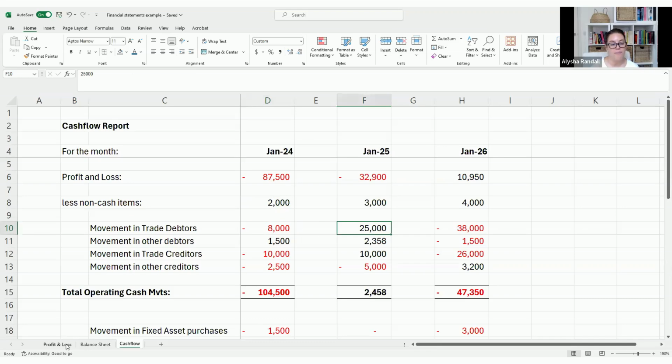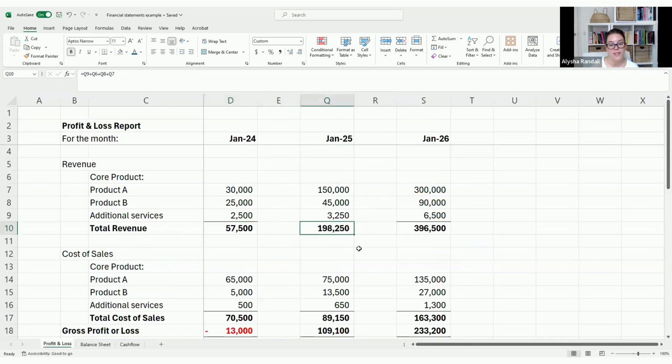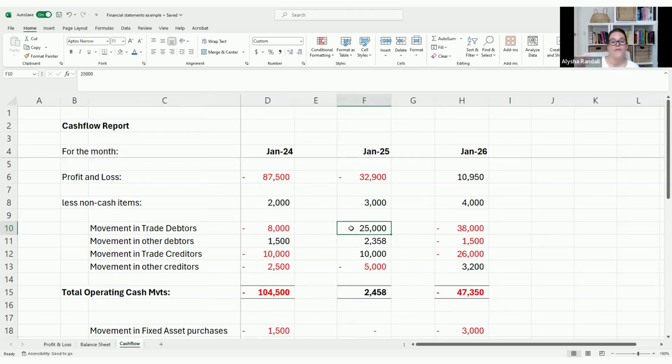On the flip side, we are saying we invoiced 198,250. We're ignoring VAT, GST, sales tax, just for ease. So we invoiced 198,000, but we actually collected 25,000 pounds more than the 198,000 because we're obviously collecting old debt. And then similarly, this is the same as 2024. We invoiced a certain amount, but we collected 38,000. So if this is constantly negative, this would be a concern for me, and I would want to find out why we're not collecting the debt.